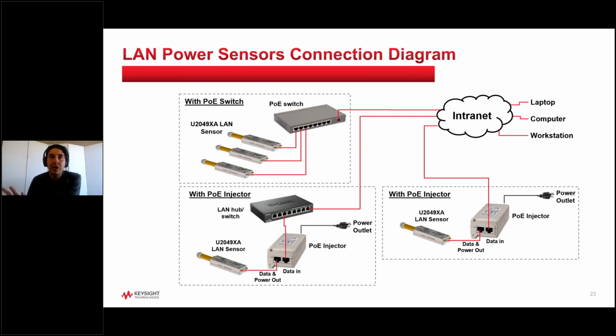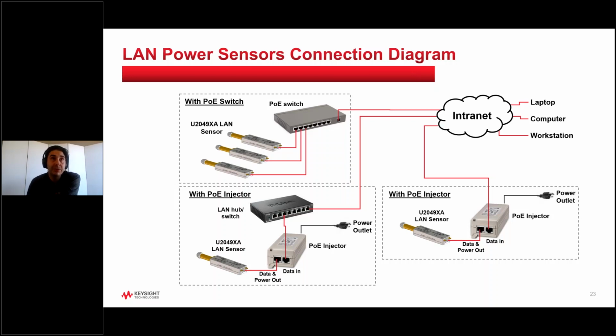Starting with our bottom rightmost image, with the PoE injector, you can easily have just two ports, your data in, your data out, and power out by connecting the PoE directly to wall power. This is an example of just using, for example, one LAN sensor. With a PoE injector, you could also cascade it to a LAN hub or switch. So you can start moving towards still using your PoE injector, but cascading multiple together.